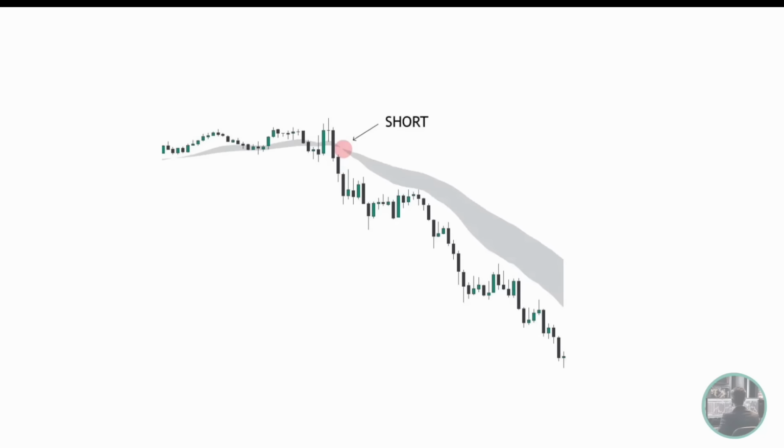This one setup makes me 5 figures every single month, and it's so simple and accurate you'll wonder how you ever traded without it. It's exactly how I can catch entire reversals with deadly precision and without overthinking it or really giving it a second thought. It's called the cloud flip.